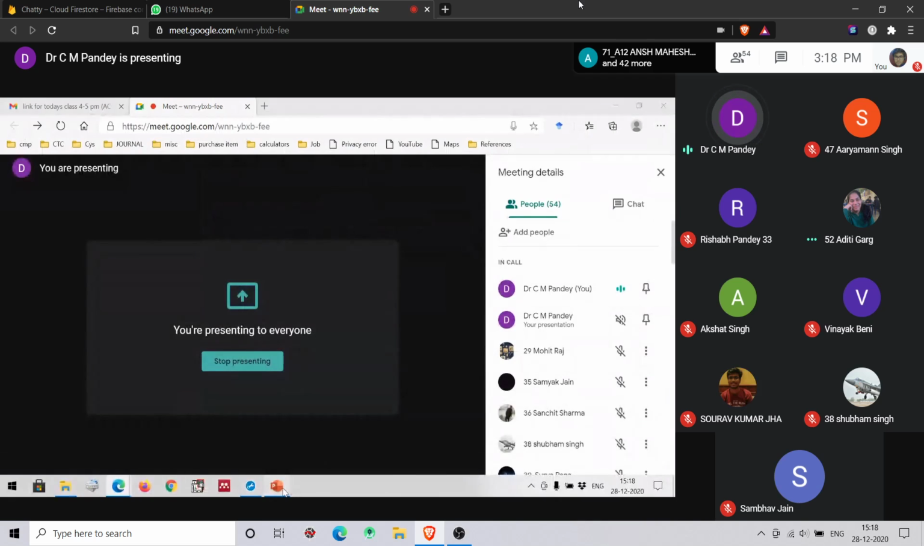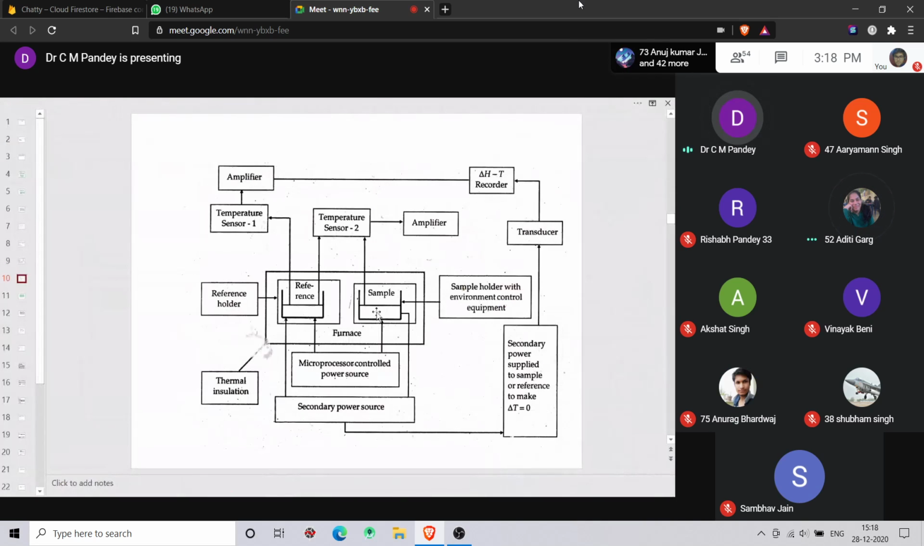Suppose I have taken a polymeric sample and heated it in a furnace. Now, what will happen? There may be some endothermic or exothermic reactions that will take place in the sample. Suppose some exothermic reaction is taking place in the sample. So the temperature of the sample chamber will increase or decrease? Increase. That will increase, right?